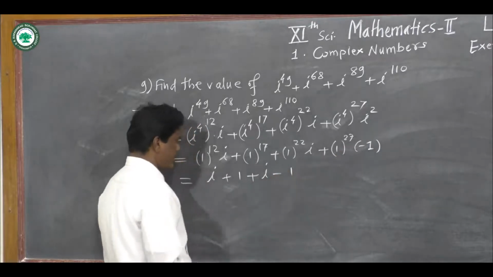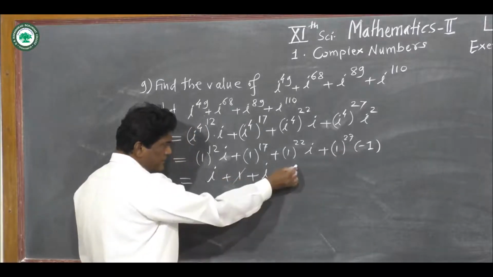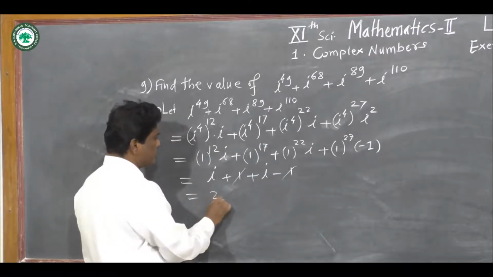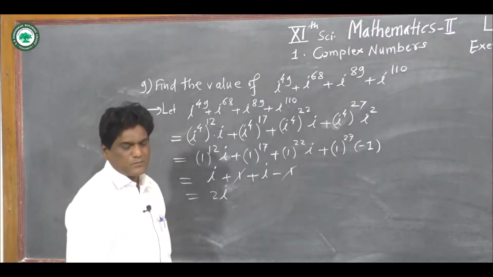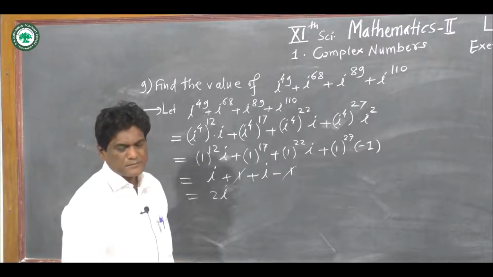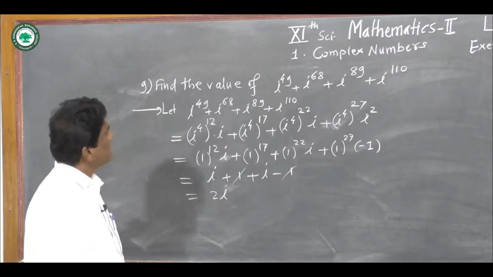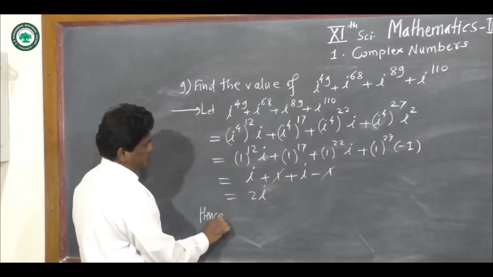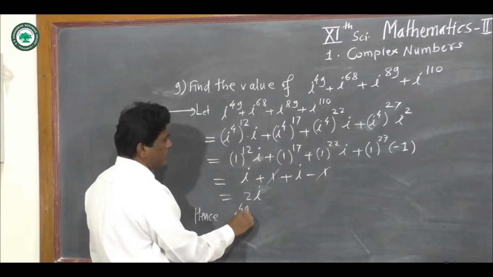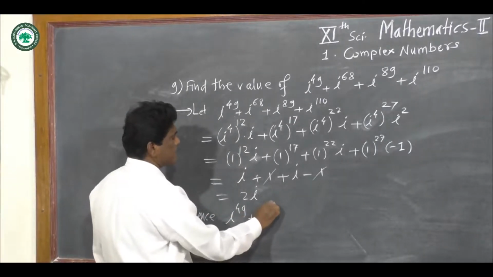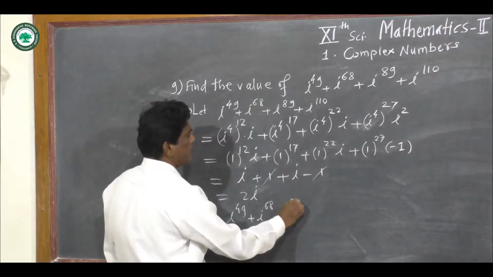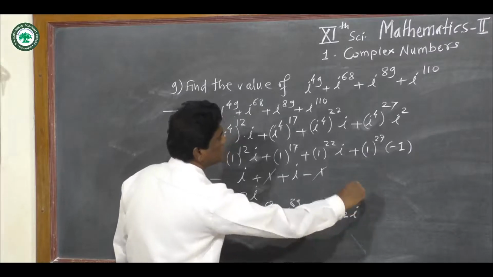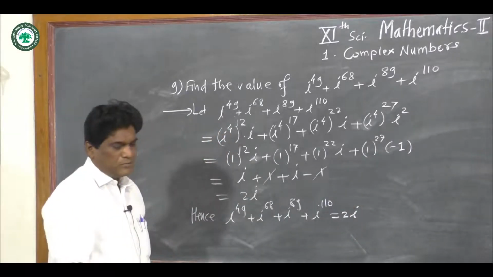So here minus 1. This plus 1 and minus 1 get cancelled. And now here i plus i is equal to 2i. So the value for this problem is 2i. So we again write here the conclusion. Hence, i to the power 49 plus i to the power 68 plus i to the power 89 plus i to the power 110 is equal to 2i. Now here, the 10th problem.